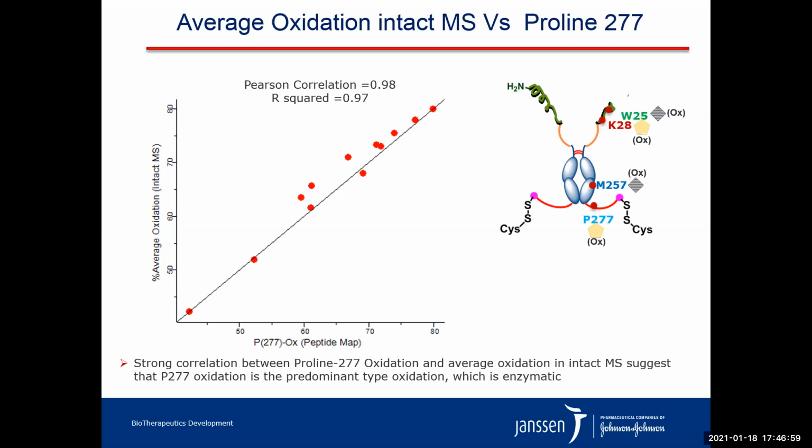Through these experiments, we identified oxidation propensity towards tryptophan 25, lysine 28 on the N-terminus peptide, and proline 277 on the C-terminus linker. From these sites, oxidation of proline 277 correlates well with the overall oxidation of the clones. This suggests that the overall oxidation of proline is the predominant type of oxidation, which is biochemically driven by enzymes.